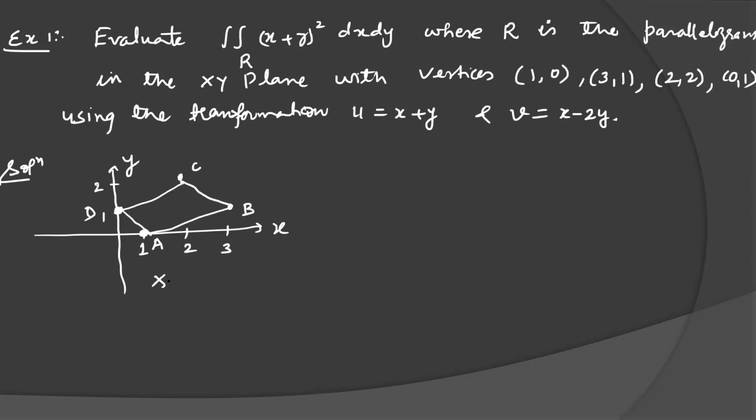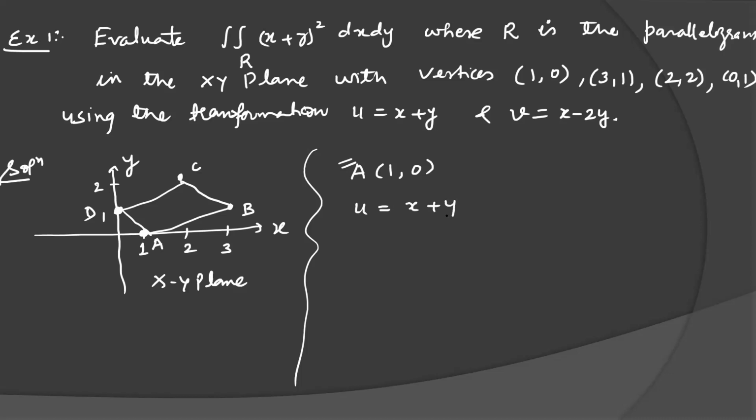Now remember one point. If you are mapping or transforming any vertex in the xy plane, you will get another vertex in the UV plane. Are you getting my point? Suppose A is any vertex (1, 0). So corresponding to the vertex A, you will get a new vertex in the UV plane, whose coordinates you can obtain, because the relation between U and V is given with X and Y.